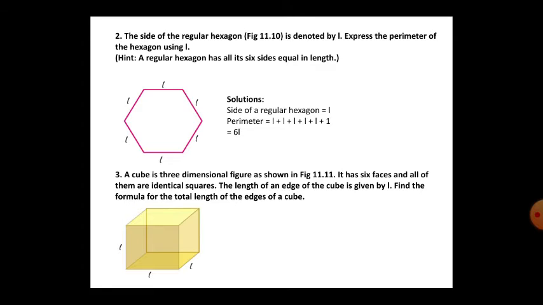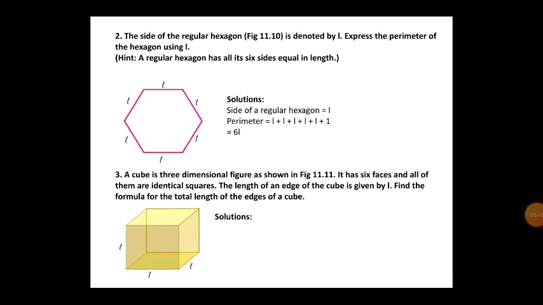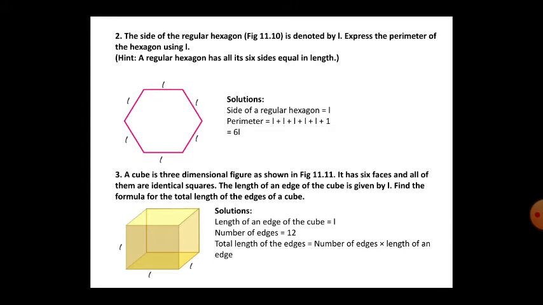Find the formula for the total length of the edges of the cube. You know that in a cube, how many edges are there? The length of an edge of a cube is L, and the number of edges is 12. So the total length of the edges is the number of edges times the length of an edge, where the length of an edge is denoted as L.